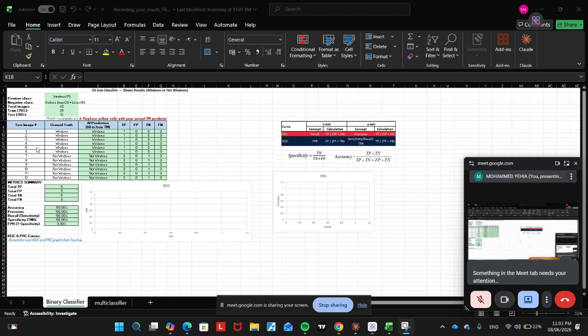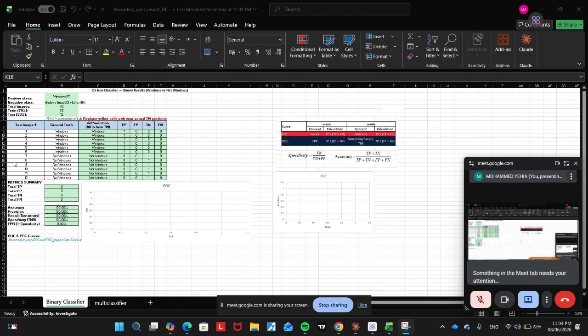For the binary classifier, the model achieved 100% accuracy. Every Windows icon was correctly identified as Windows, and every not Windows icon was correctly rejected. Precision, recall, and specificity were all 100%, and the false positive rate was 0%. This makes sense because even the macOS image that was misclassified as Linux in the multi-class experiment is still correctly classified as not Windows in the binary experiment.